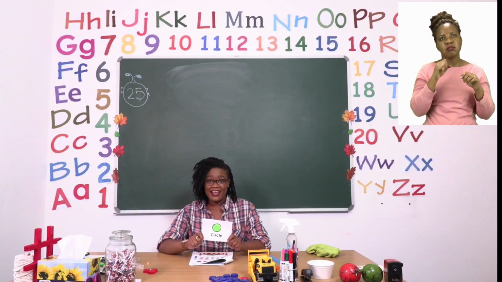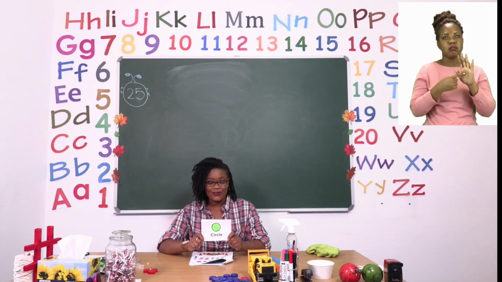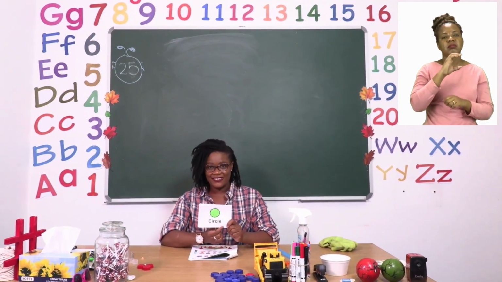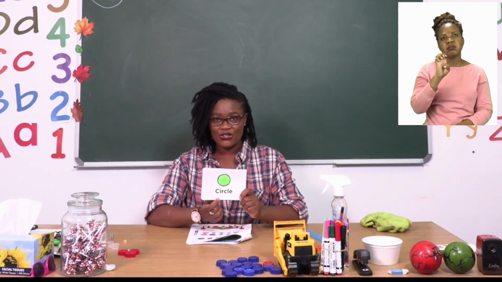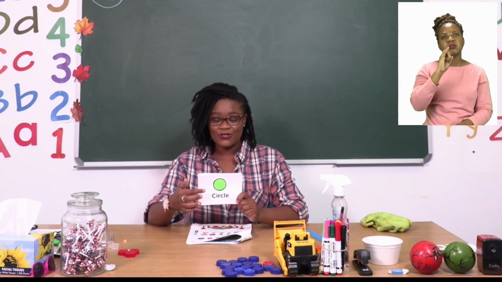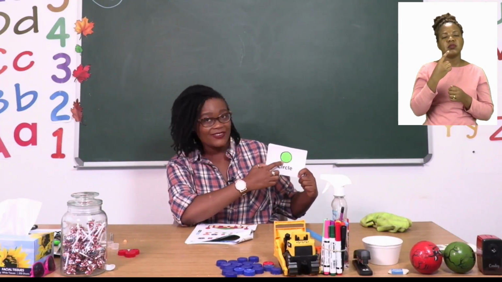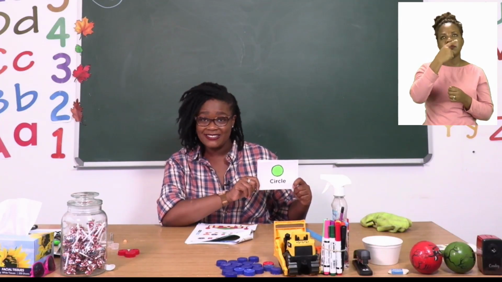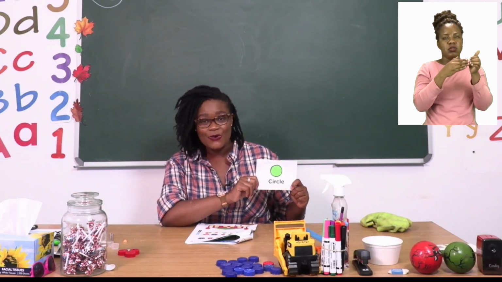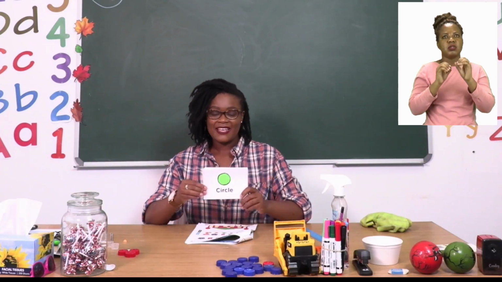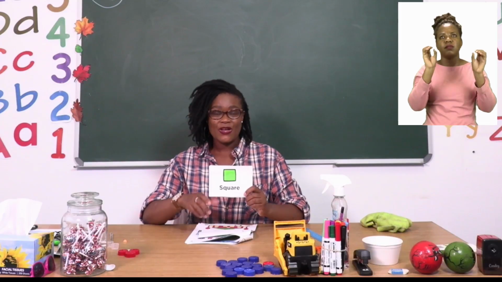The first shape that I have is a circle. Circle. Now a circle only has one face going right round. It has no corners and it has no lines. The next one is a square.